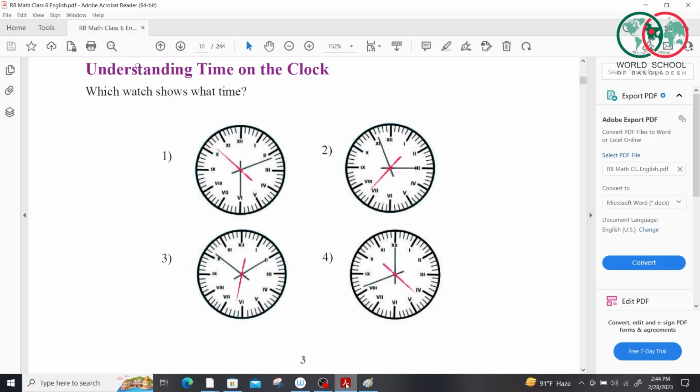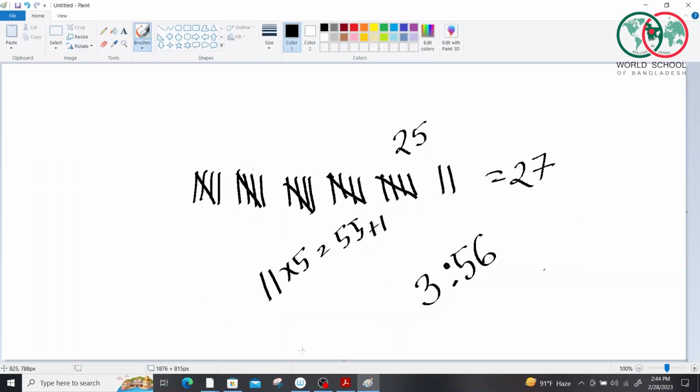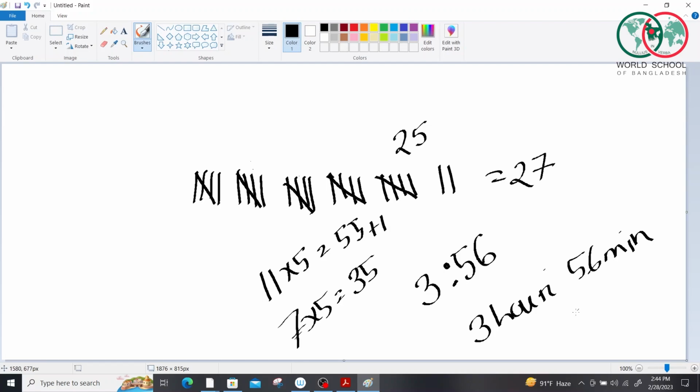Similarly, now the seconds. How do we read seconds? It is 1, 2, 3, 4, 5, 6, 7. 7 times 5 is 35. So 35 seconds. So 3 hours, 56 minutes, 35 seconds.